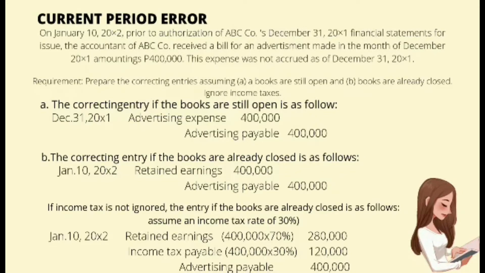If income tax is not ignored, the entry if the books are already closed is as follows. Assume an income tax rate of 30%. So January 10, 20x2 debit retained earnings 400,000 times 70%, 280,000. Debit income tax payable 400,000 times 30%, 120,000. Credit advertising payable 400,000.